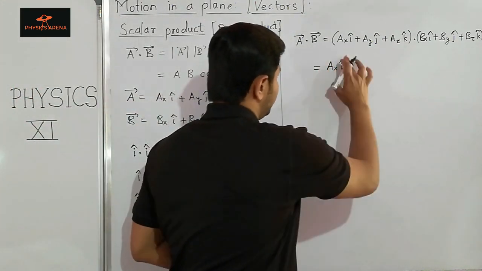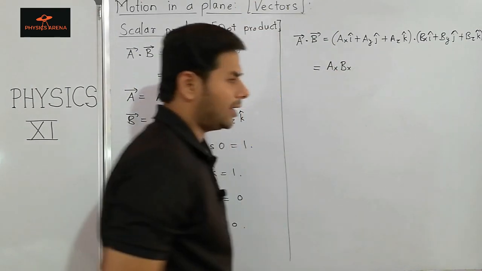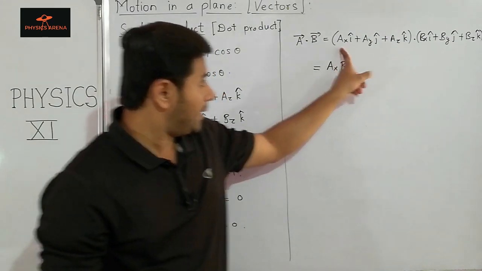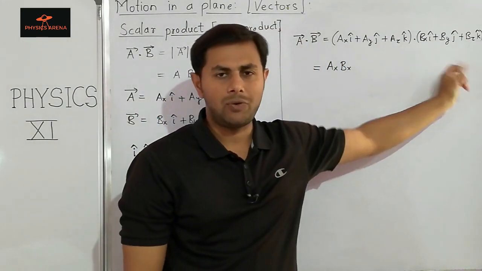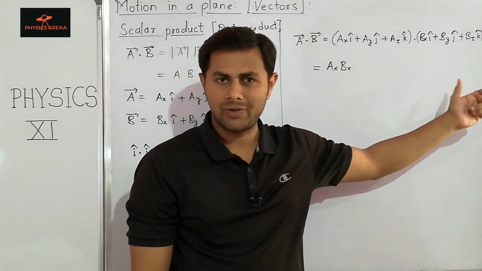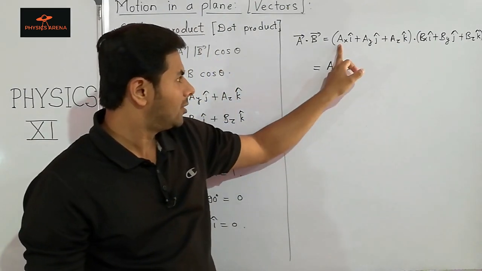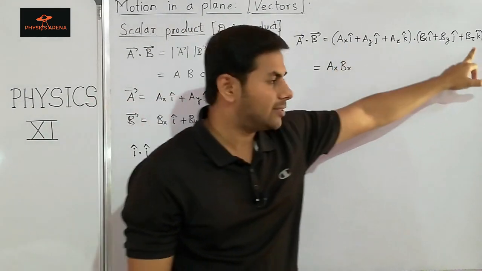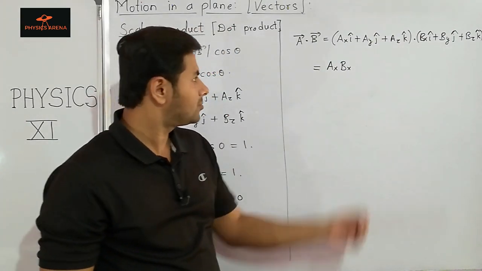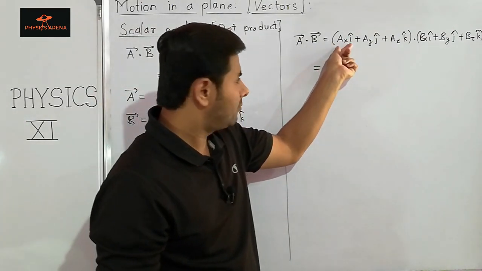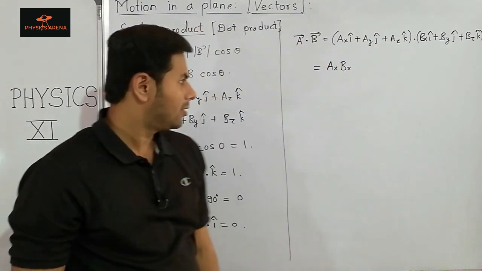Then therefore I can write this as ax bx into i dot i, which is 1. Then ax by times i dot j, and we know i dot j is equal to 0, so this second term will give me 0. And ax bz, then i dot k is also 0. So we have only this term when we multiply ax into i cap with this b bar.